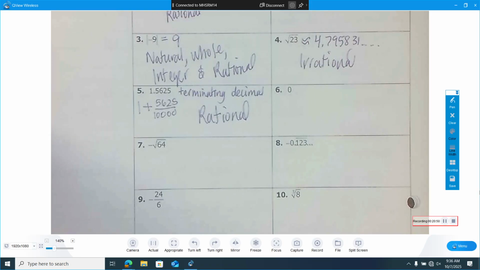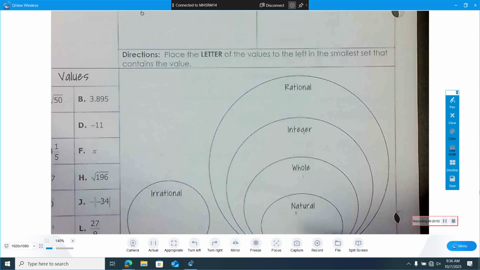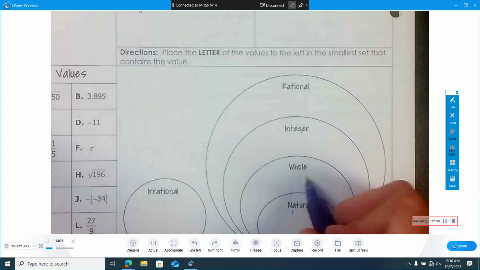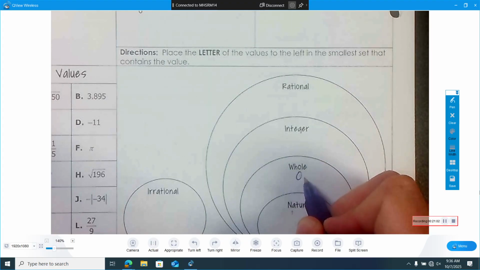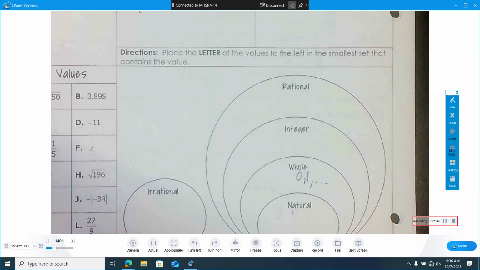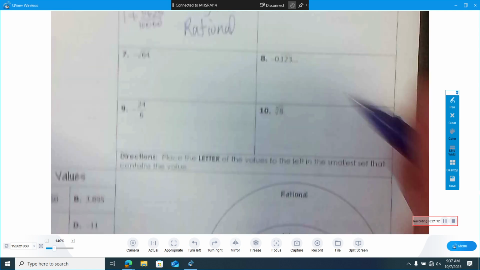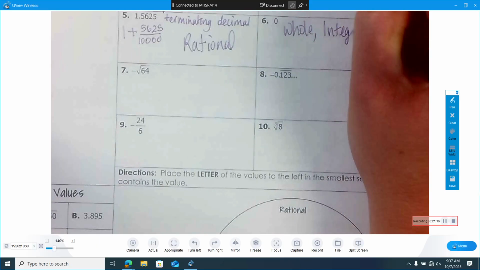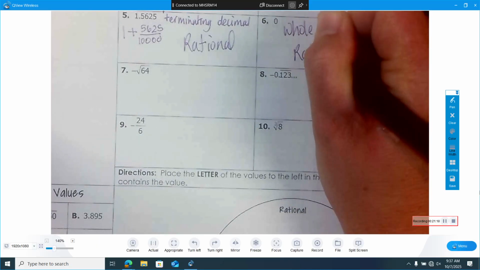0! 0 is a special number. What sets is 0 a part of? Not all of them. Is it part of the natural set? Yeah. Whole. Remember, whole starts with 0, 1, and so on and so forth. It's got the O and the L in there, which I can pretend is a 0 and a 1. So 0's first appearance is in the whole numbers. So whole, integer, and rational.